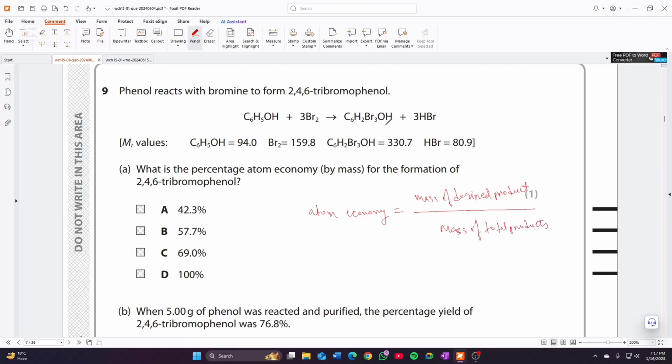Our desired product has a mass of 330.7, so 330.7 divided by the total product, which is 330.7 plus 3 hydrogen bromides, so 3 times 80.9, multiplied by 100 gives us 57.7, and our answer is B.